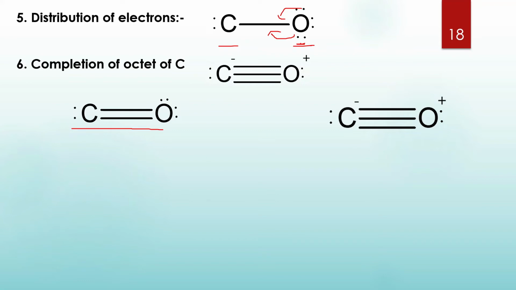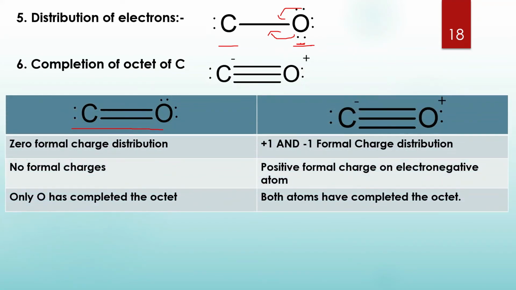Let's compare these two structures. Here there's a 0 formal charge distribution, but here there's a +1 and -1 formal charge distribution. So again, no formal charges. And here the positive formal charge is on the electronegative oxygen atom. As you can see, there's a positive formal charge here on oxygen, which is more electronegative than carbon.